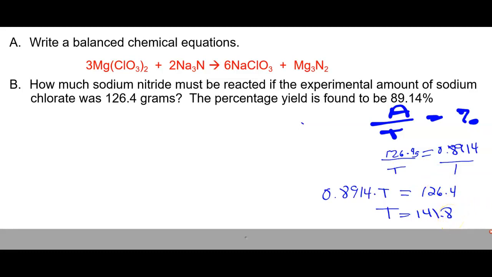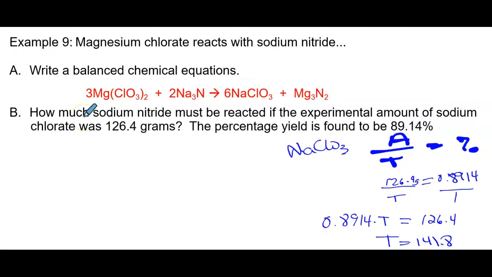Let's begin the problem now, because this is what? Remember, A over T, all of this was about sodium chlorate. Because when you do A over T, it has to be the same thing over the same thing. Percent yield has to be apples over apples. A over T has to be same chemical over same chemical. So all of this is about sodium chlorate. We're going to continue on with this problem and figure out not sodium chlorate, but sodium nitride.